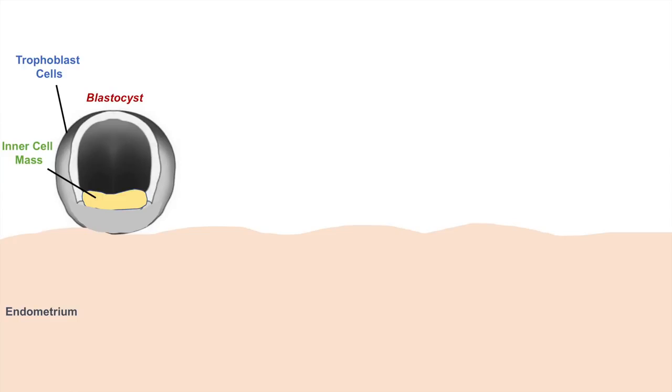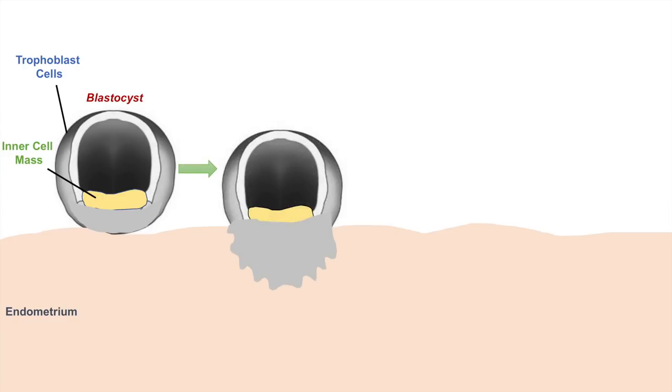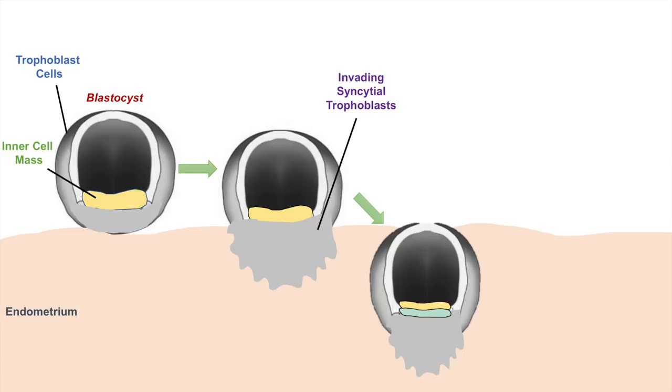So as the blastocyst develops, the trophoblast cells differentiate into syncytiotrophoblasts and cytotrophoblasts. So the syncytiotrophoblasts become invasive and they release digestive enzymes, allowing the blastocyst to implant into the endometrium of the uterus. Eventually, these syncytiotrophoblasts will erode the endometrial lining and will actually settle within the endometrial layer of the uterus. So the blastocyst will actually enter into the endometrium of the uterus.